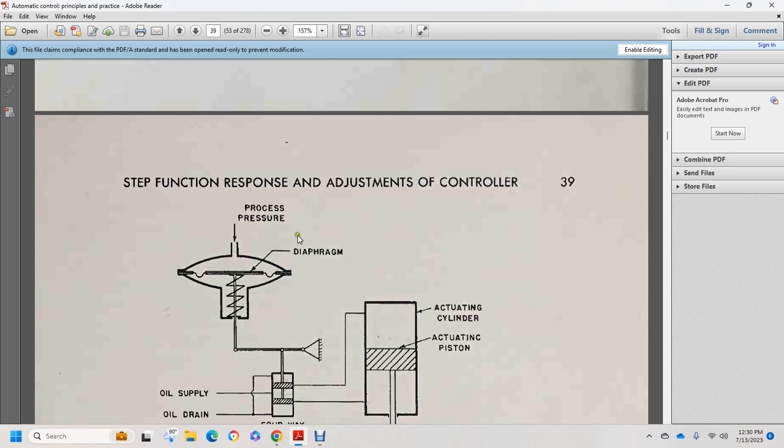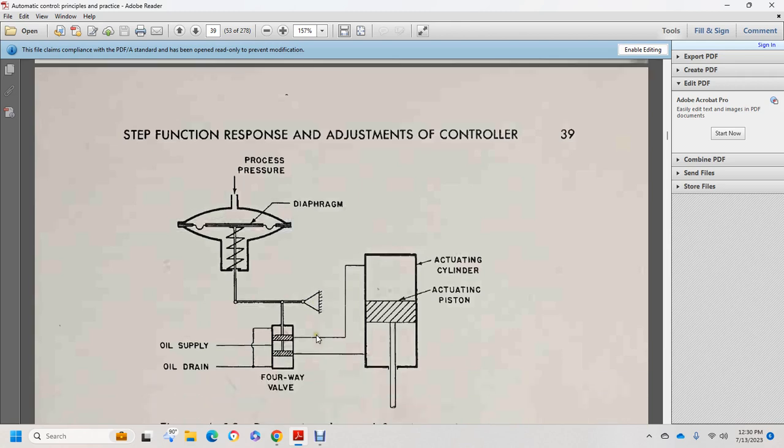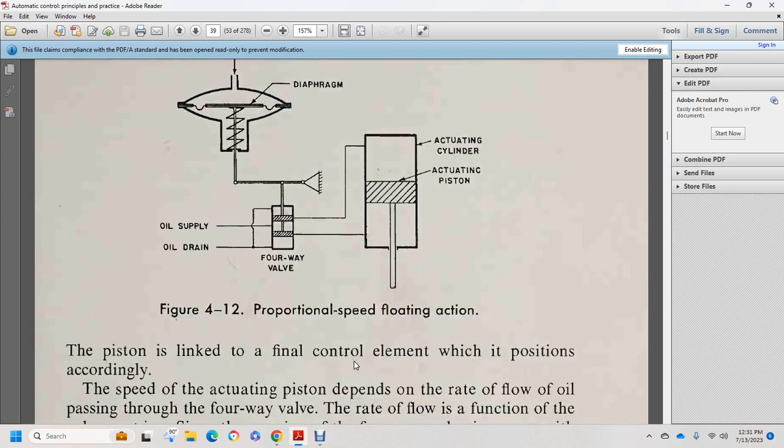Alright, so you have the diaphragm and the process pressure. Process pressure from the diaphragm goes to the four-way valve, which has the oil supply and drain. The four-way valve connects to the actuating cylinder and the actuating piston. Proportional speed floating action.